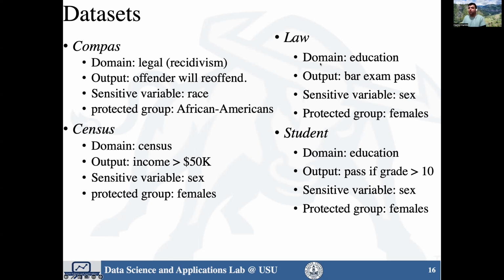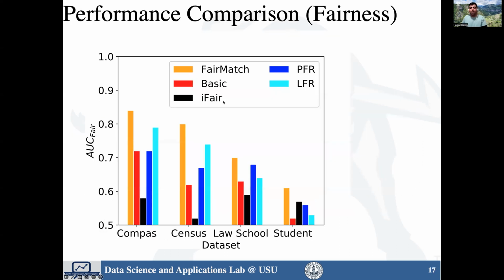We also have Law, whose output is passing a bar exam, and the sensitive attribute is sex, the protected group again females. And we have Student, which are mathematics grades of 2 Portuguese high schools. So the output is pass if the grade is larger than 10. The sensitive attribute is sex and the protected group is female.